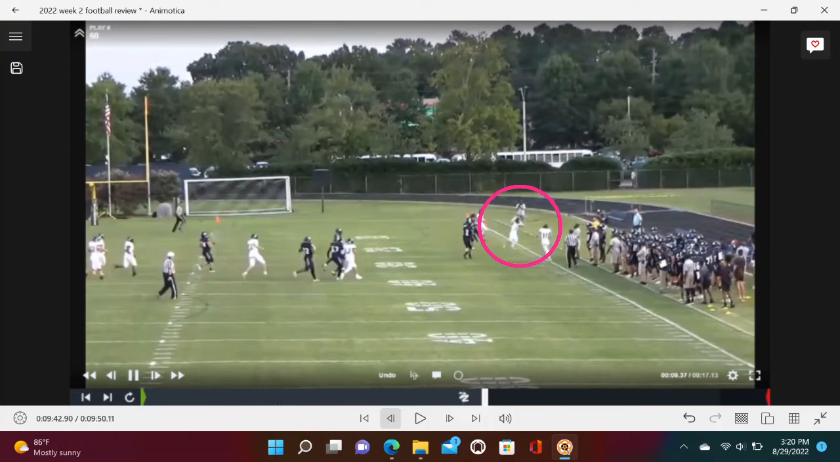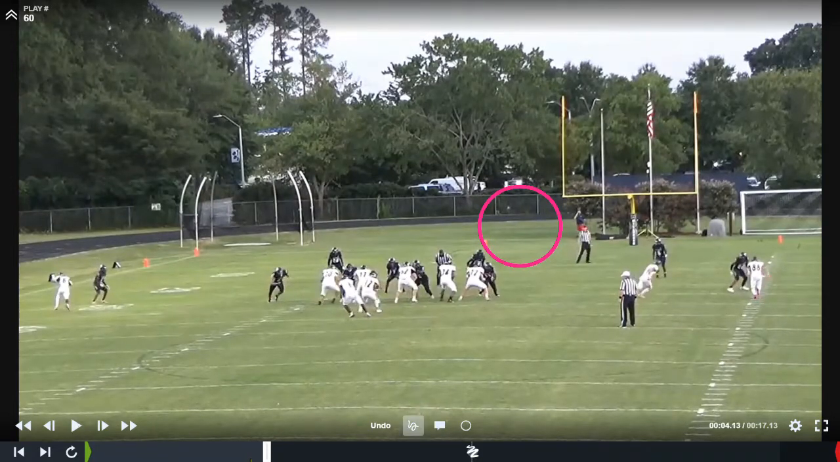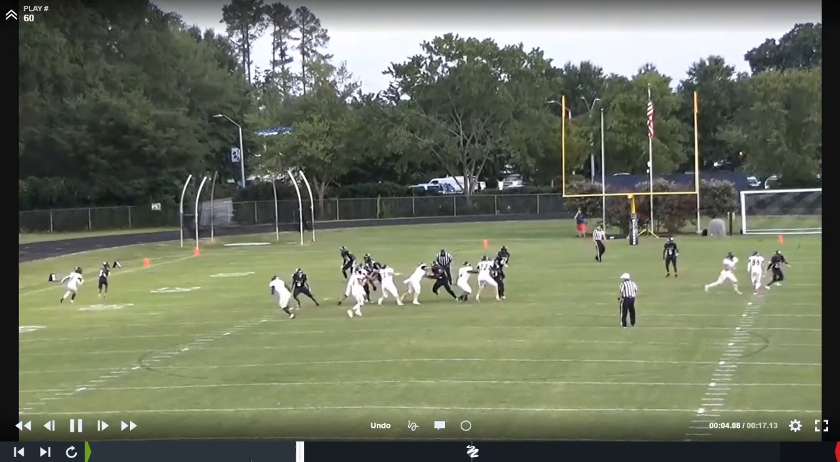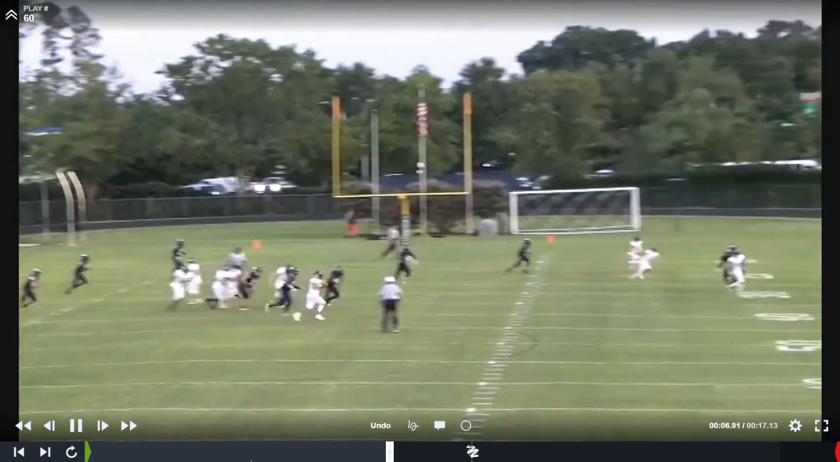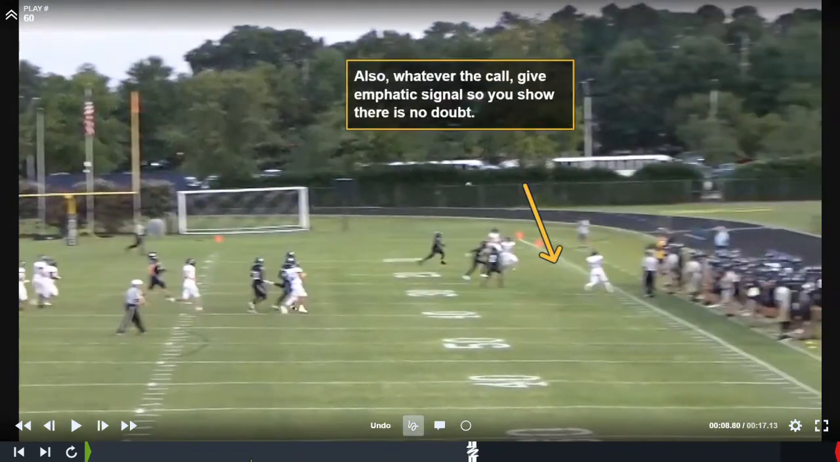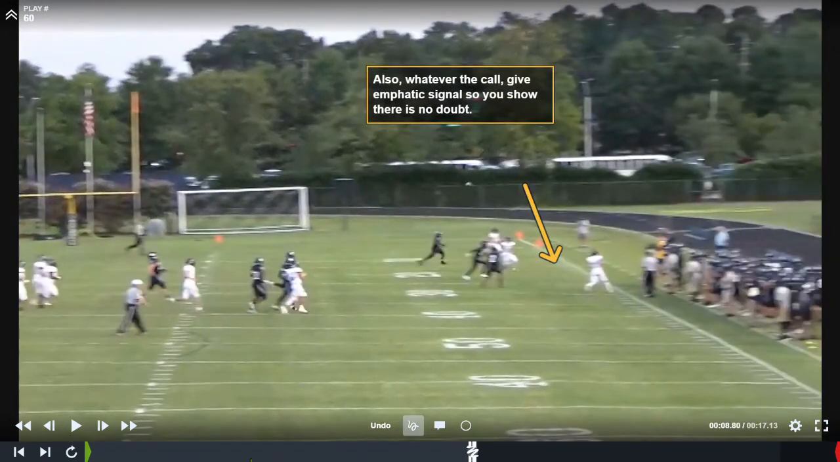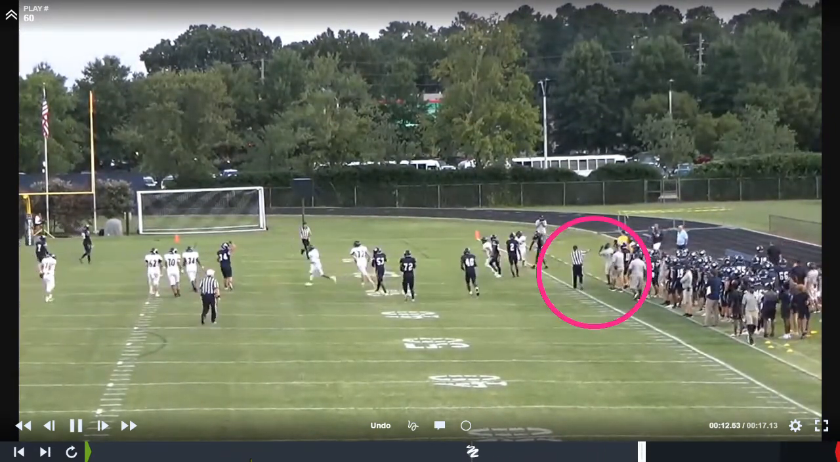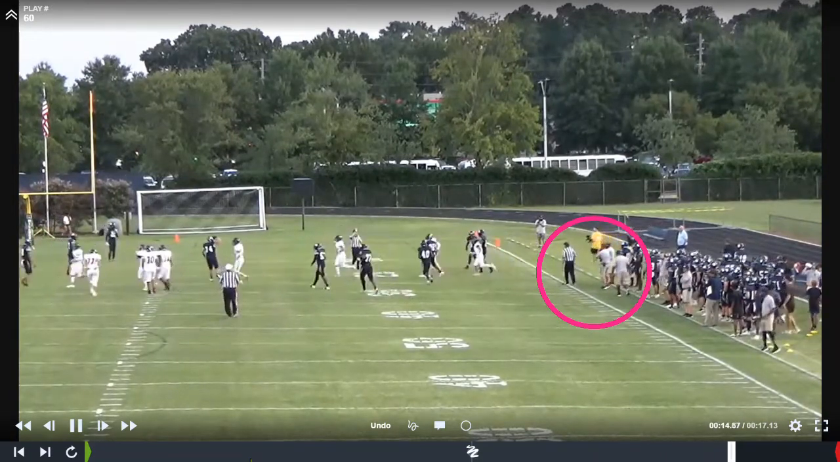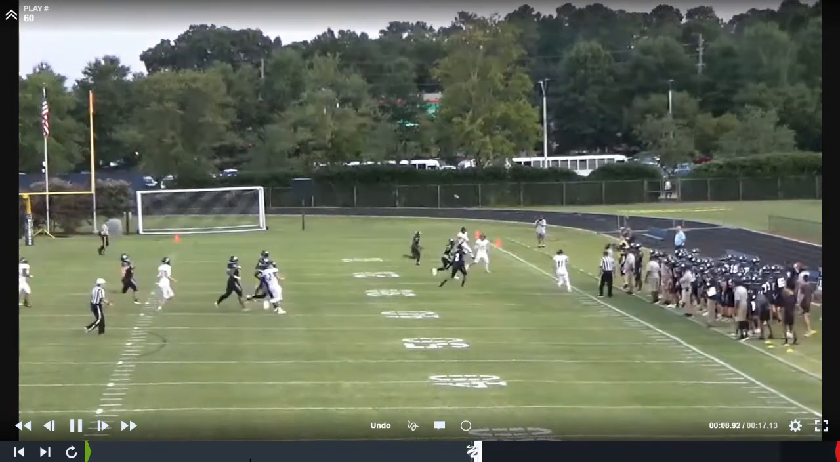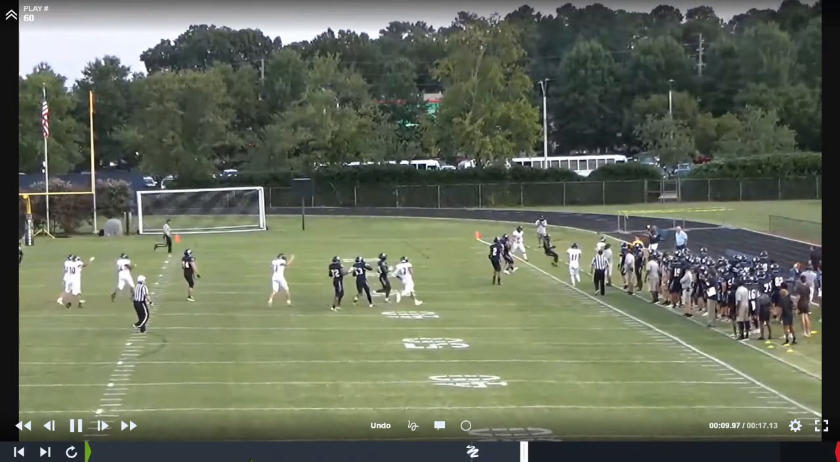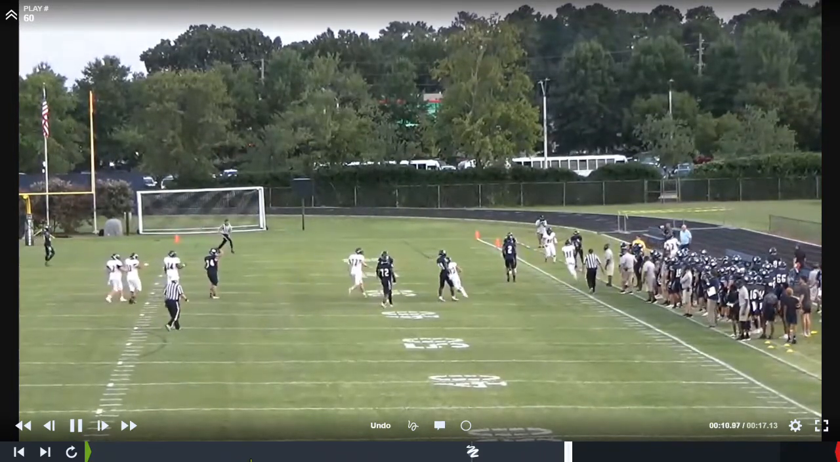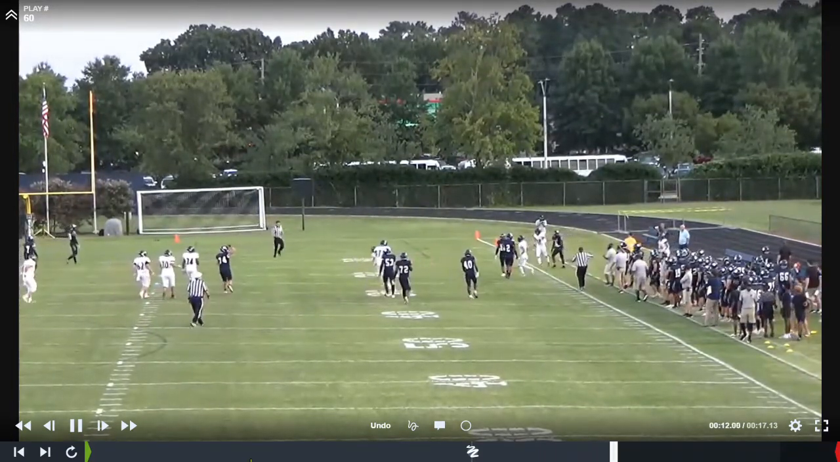Second of all, when we make this call as an official, we have to be sure that we are selling the call. So when we give our signals, we want to overemphasize the call that we made, so that we can sell the call to the players and the coaches and so forth. Also in this play, remember that per high school rules, a receiver is only required to have 1 foot in bounds with possession of the ball to be ruled as a completed pass.